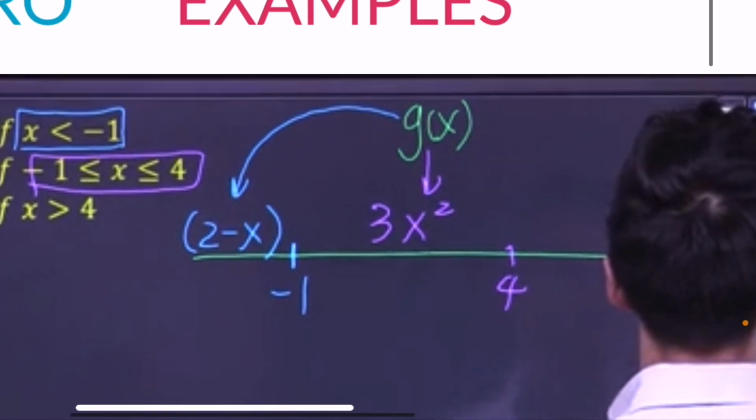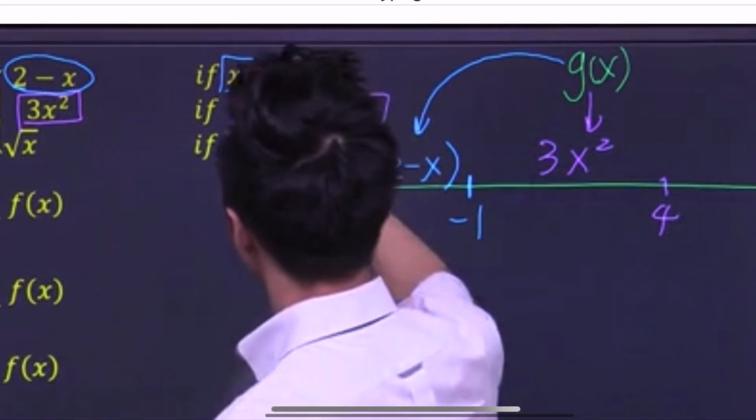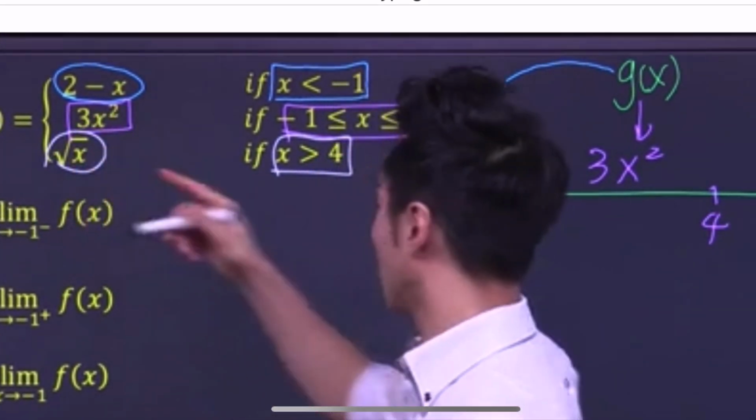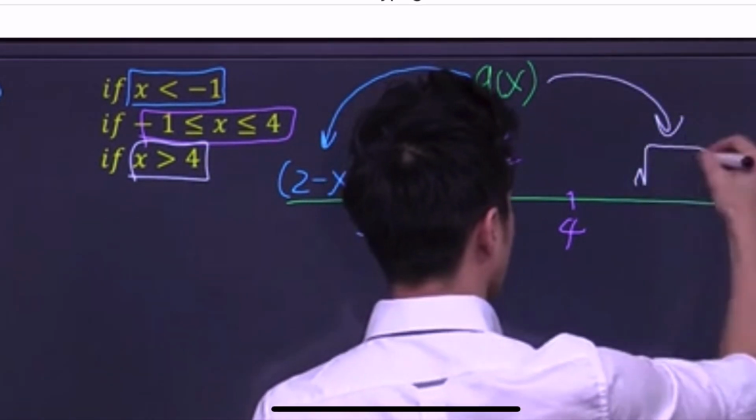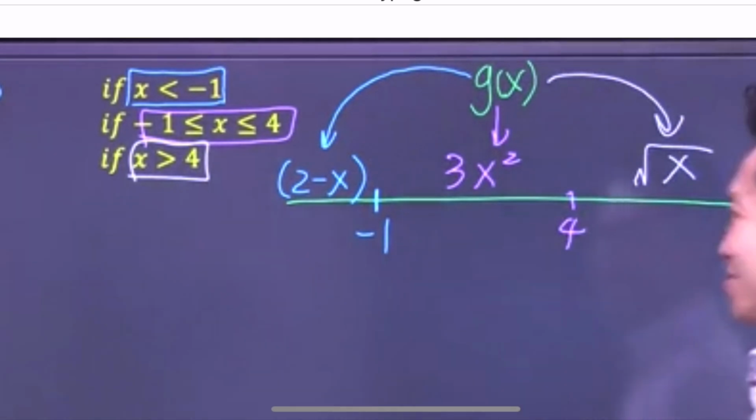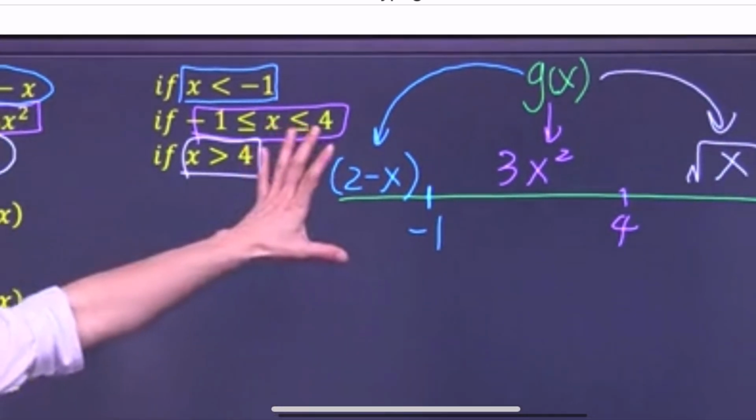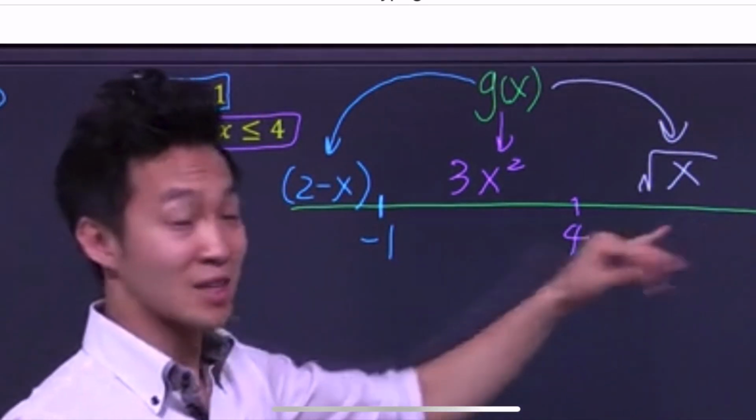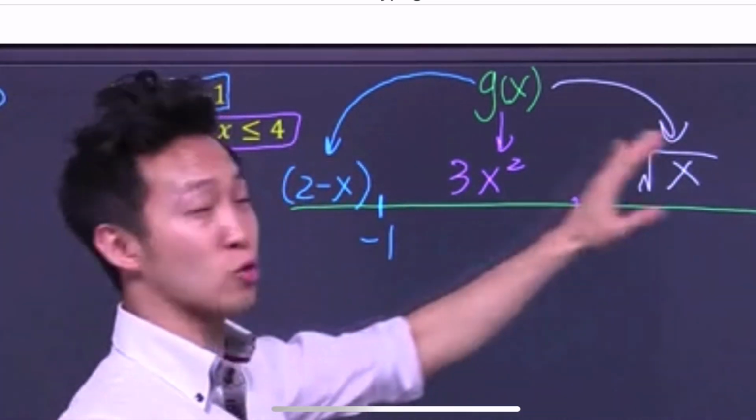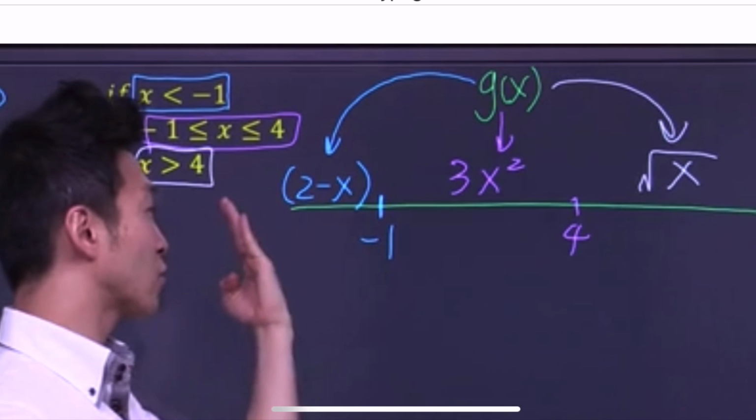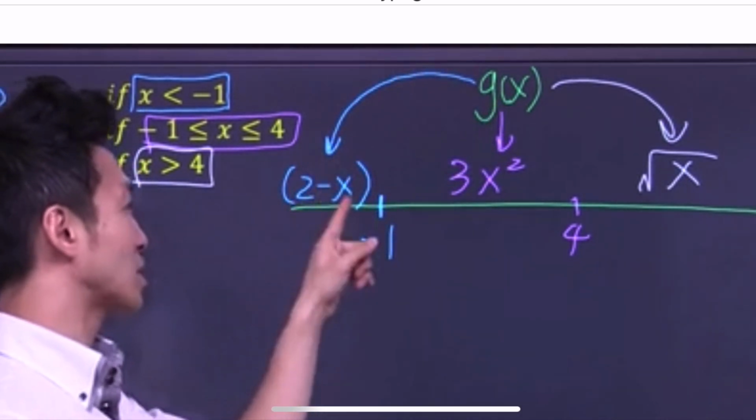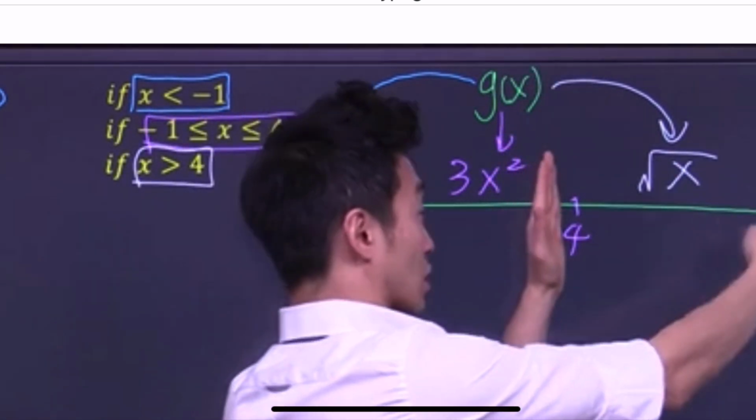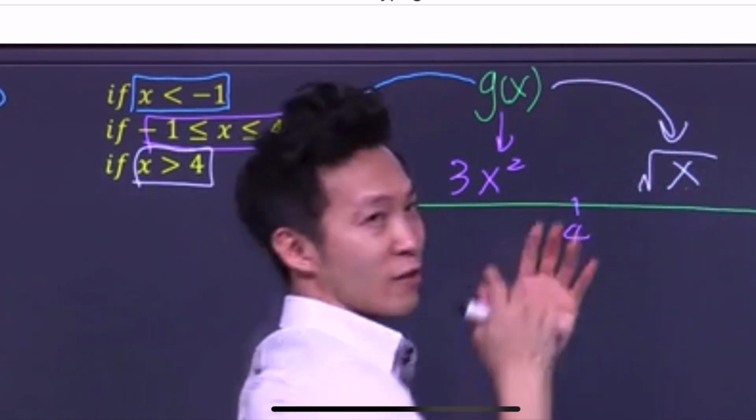And lastly, for x greater than 4, that means on the right side of 4, g of x is defined as the square root of x. Now, take a look at this diagram. By redefining the function on the x-axis, it's a lot easier to see that the function is being broken down into 3 pieces. On the left side of -1, the function is defined as 2 minus x. Between -1 and 4, the function is defined as 3x squared. And on the right side of 4, the function is defined as the square root of x.